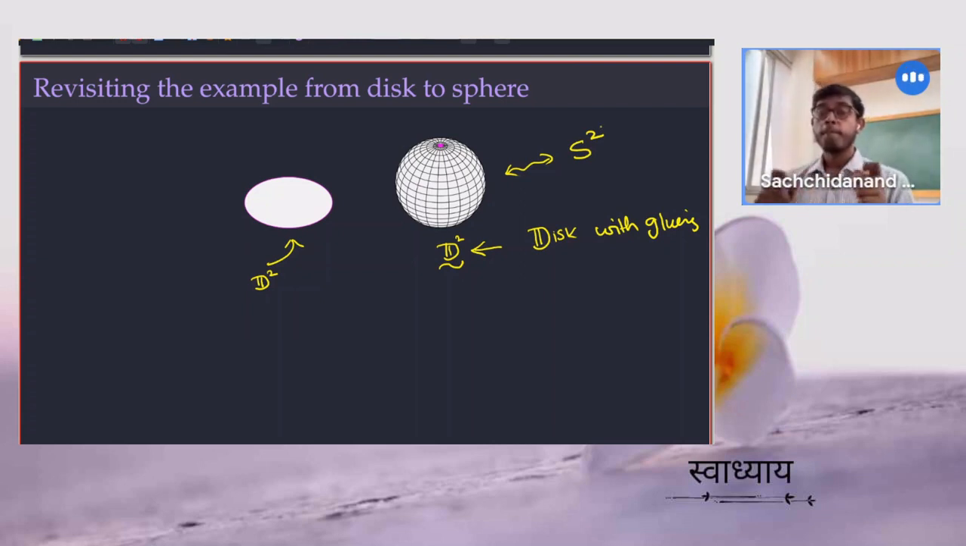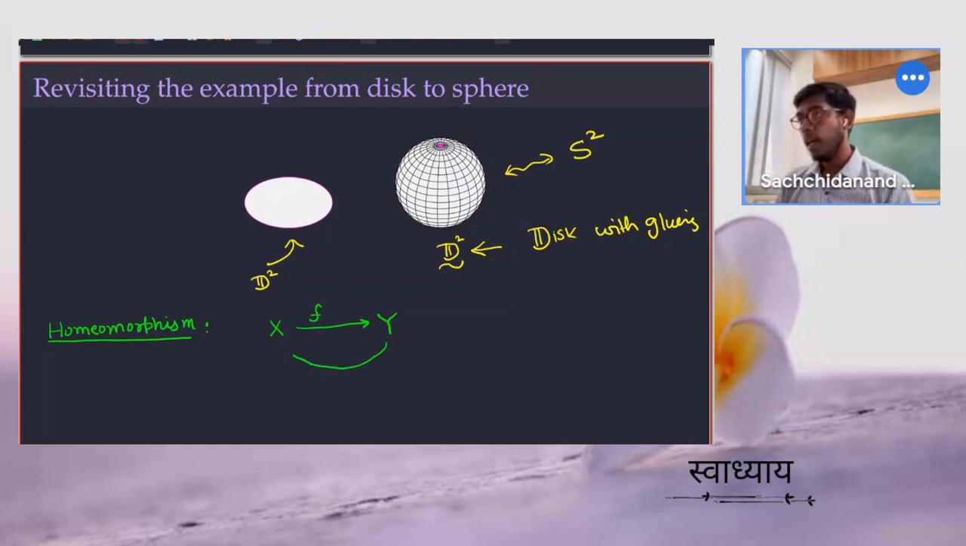Now in topology, when do you say that two spaces are the same? When we say that two spaces are the same, I am talking about something called homeomorphism. So just recall, what is homeomorphism? If you have two spaces X and Y, we say that X is homeomorphic to Y if you have a continuous map F and a continuous map G, from X to Y and from Y to X.